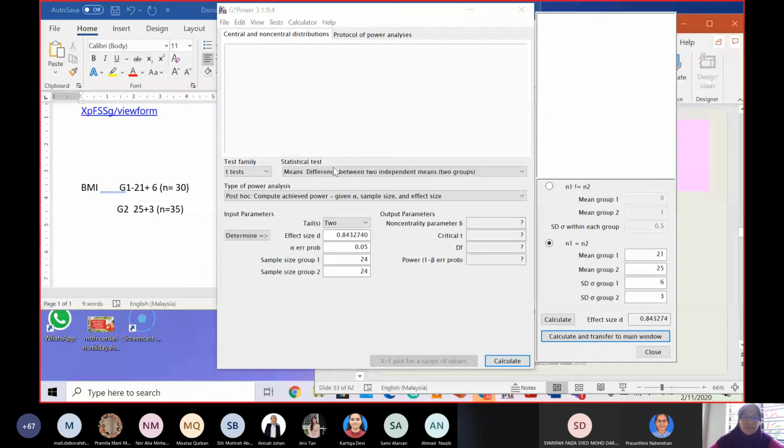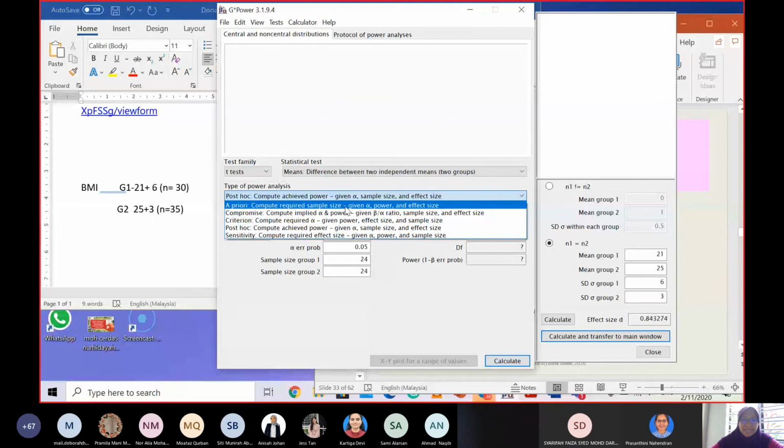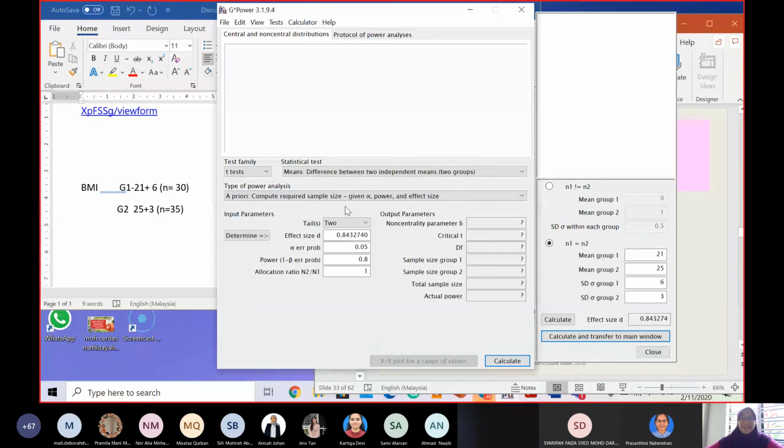Sorry, I forgot to change. Sorry. I want to calculate sample size. Okay, I calculate sample size. Okay, my power is 0.8. My allocation ratio, group 1 and group 2, I want equal. So I put it here, 1. Right, calculate.